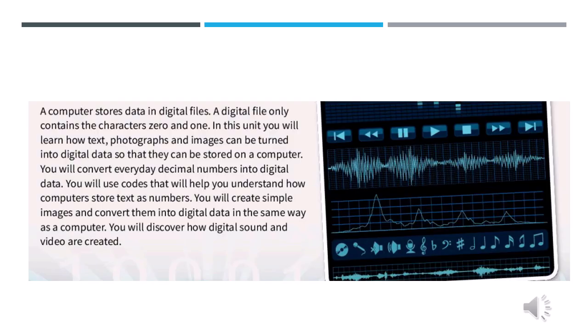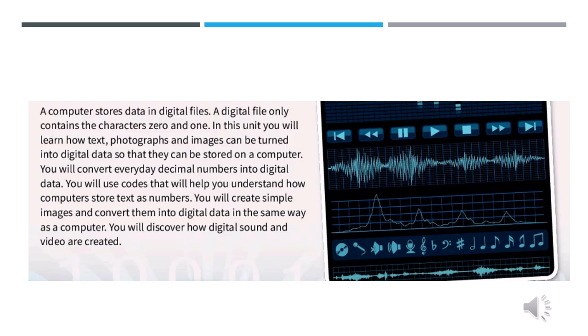A digital file only contains the characters 0 and 1. Our computer only understands two characters, that is 0 and 1. Whenever we give some input to the computer, like I am writing down my name, it will first convert it into ones and zeros and then it will be shown on our output device.